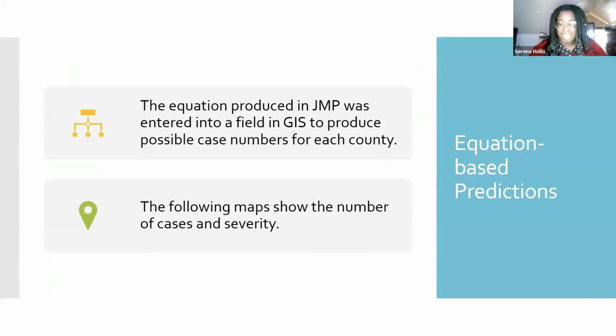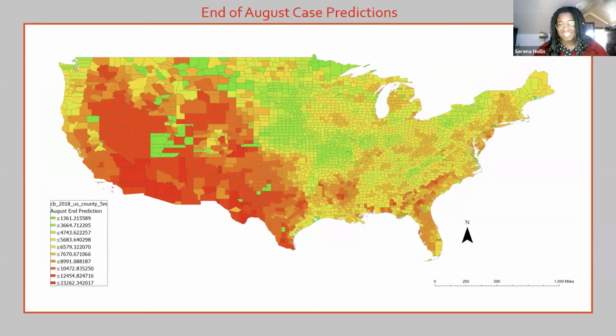And then for my actual predictions, I just wanted to remind everybody that I use an equation in JMP to produce the predictions, and then I actually map them out in GIS. And these maps showed the predicted number of cases as well as the severity. So at the end of August, we have this map. Obviously, the numbers are probably not going to be correct, but I think if you look at these maps more as what the severity is going to be for the future months, I think it shows more accurately.